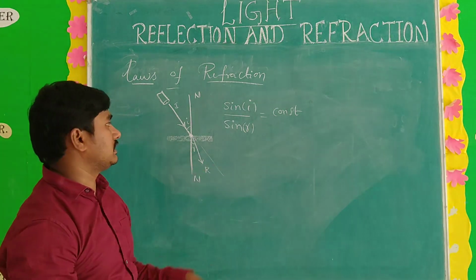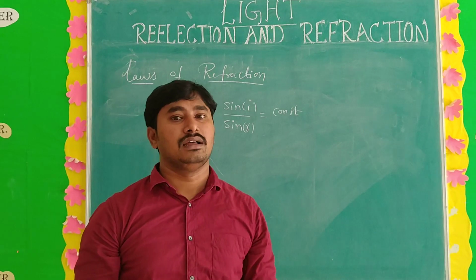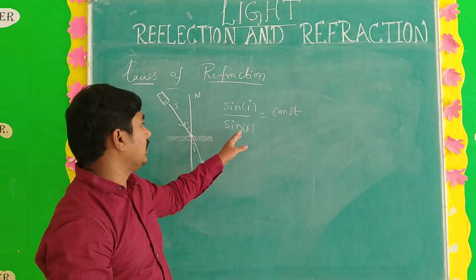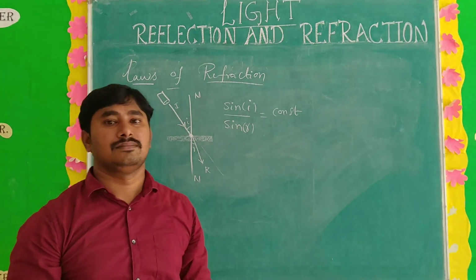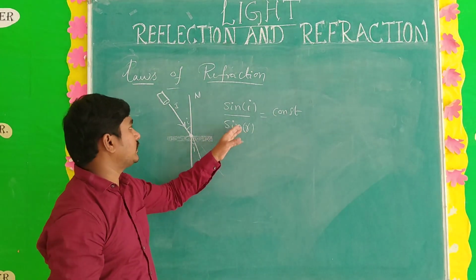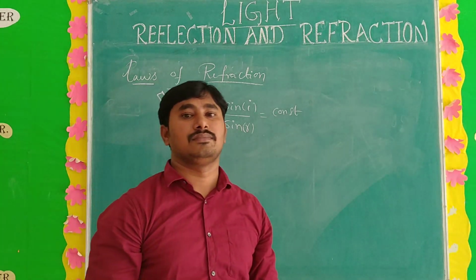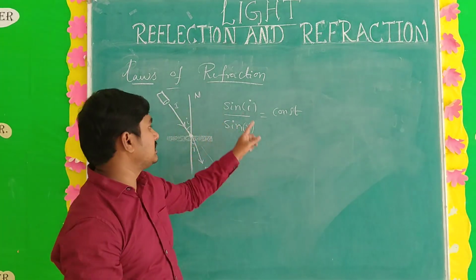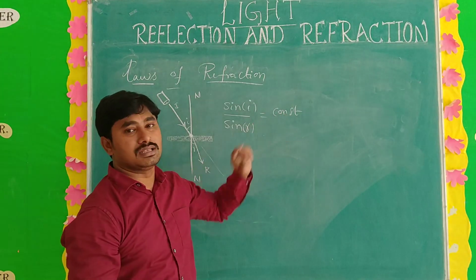To explain this second law of refraction, the great scientist Willebrord Snell explained it. That's why this law is also known as Snell's law. What is Snell's law? Snell's law is sin i by sin r is equal to a constant.